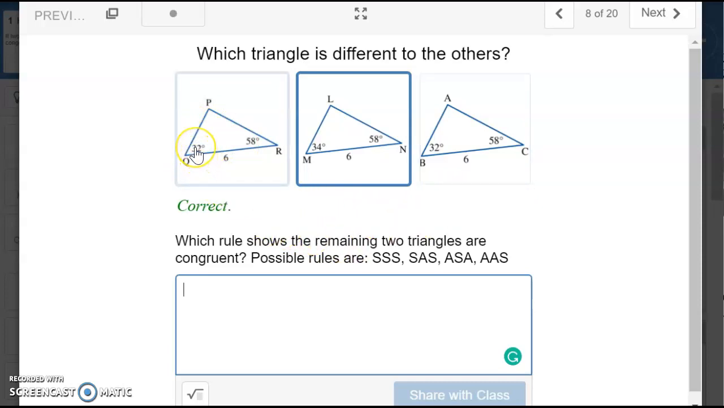Okay, so looking at these two triangles that are congruent, which rule? We have one pair of angles that are congruent, 32 and 32, and another pair of angles that are congruent, 58 and 58, and the side length 6 and 6, those are congruent, and that side is in between the two angles that are congruent. So this is going to be angle, side, angle.